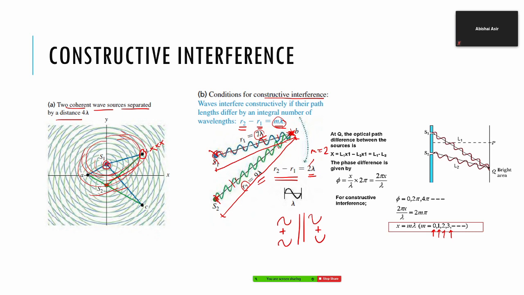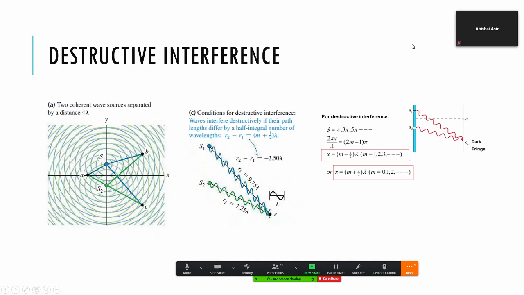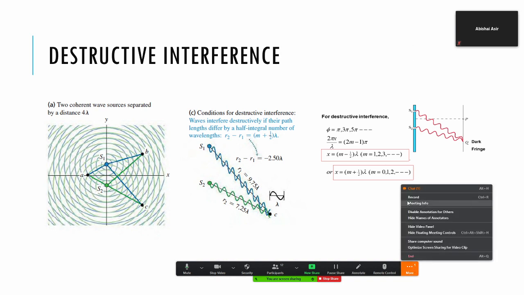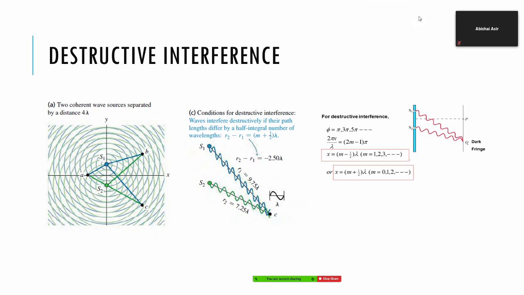Now we go to destructive interference. Destructive interference is the other side. Let's say S1 and S2 are both emitting the wave, and we just want to measure at C. You see that S1 and S2 both emit, but we just want to measure at C.